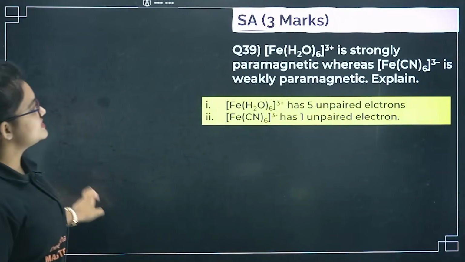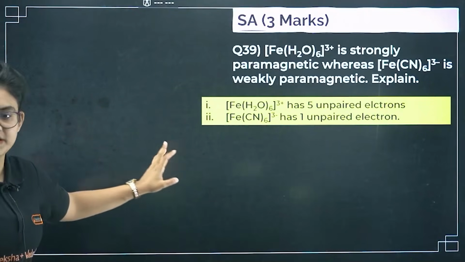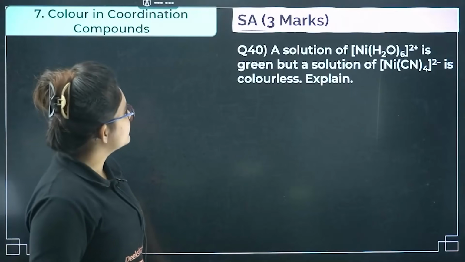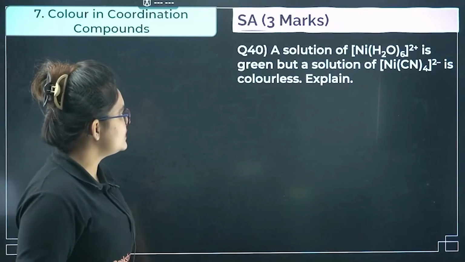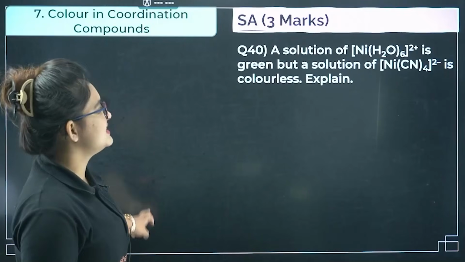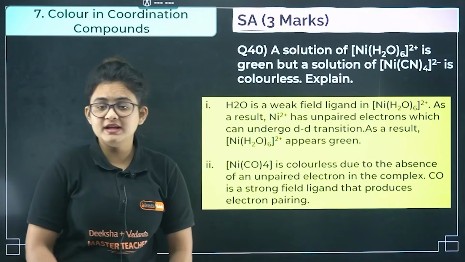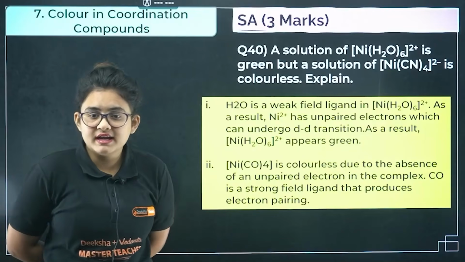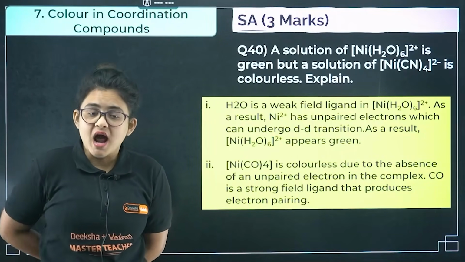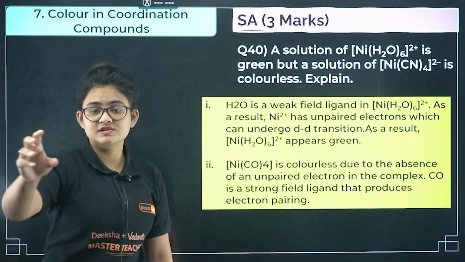Fe(H2O)6 3+ is strongly paramagnetic, for the same reason, because of the unpaired electrons. Next, a solution of Ni(H2O)6 2+ is green, but a solution of Ni(CN)4 2- is colorless. The reason is the field of the ligand. H2O is a weak field ligand. As a result, unpaired electrons are present, and unpaired electrons mean it will undergo d to d transition, and hence you will see the color.